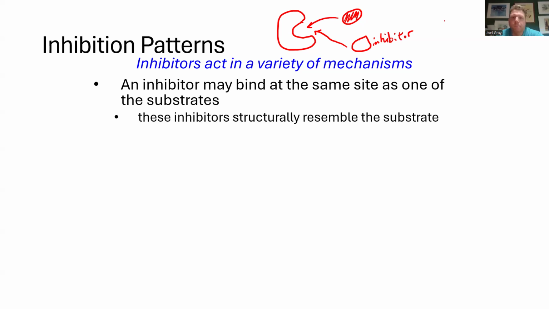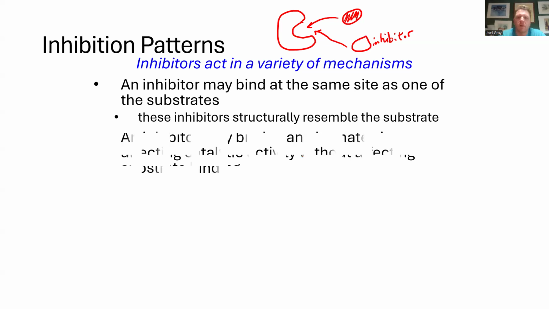Now, as I've drawn these two simple models, this sort of inhibitor structurally resembles the substrate. What that could mean is that the difference between them is as simple as a methyl group or something like that. But structurally, they're going to look fairly similar to one another.